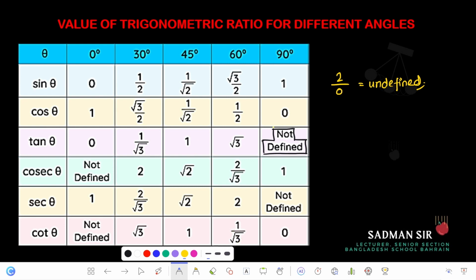For now, you can just memorize these values, because you have to use these values in the exams. The values are available in the calculator also. From the calculator you can find out the values, but there is a little bit of problem for these values. For example, this one, 1 by root 2, whenever there is a root in the denominator, for those you might face some problem.